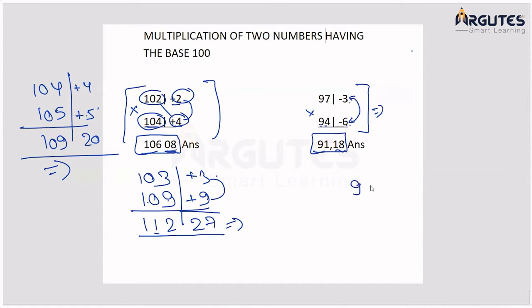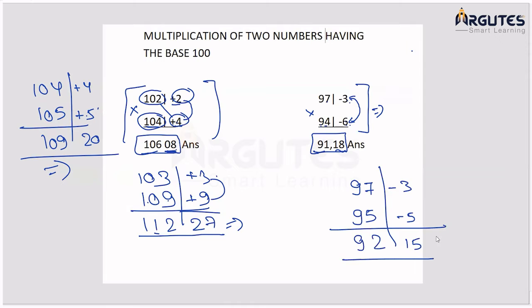Let's say 97 into 95. So how much less than 100 is it? It is minus 3. 95 is minus 5. So minus 5 into minus 3 is 15. Then 97 minus 5 is 92. 9215 is your answer. Let's take another example.